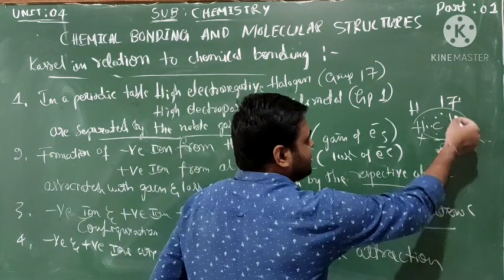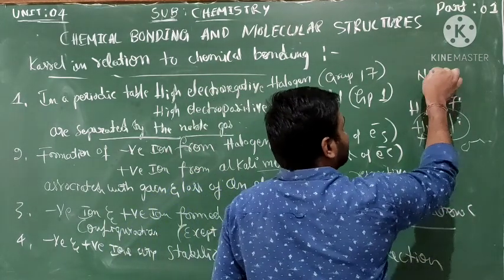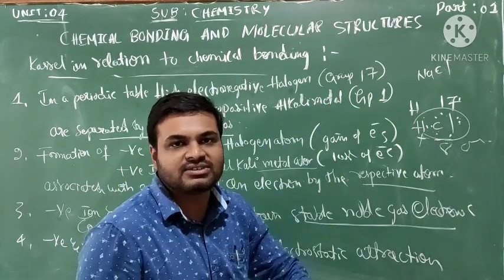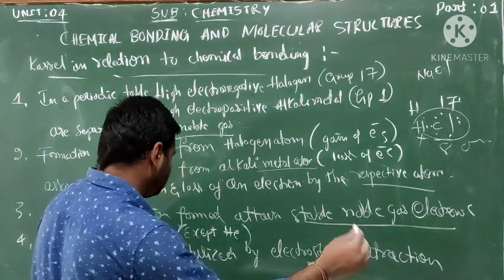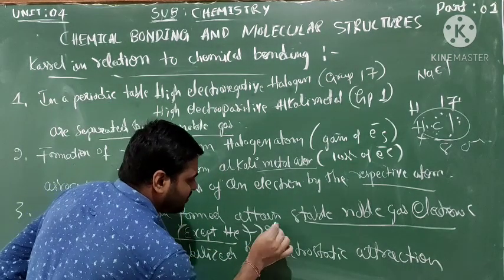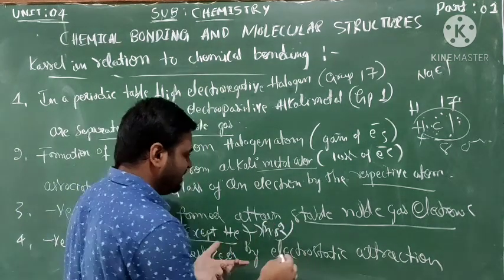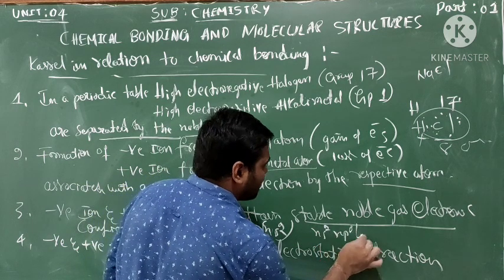So the third point: negative ions and positive ions form a stable noble gas configuration. See here, this is a noble gas electronic configuration. Consider an example, NaCl. Last time we observed that NaCl also has 8 electrons, a stable electron configuration, except helium. Helium has 2, so ns2. The remaining have ns2 np6 configuration.